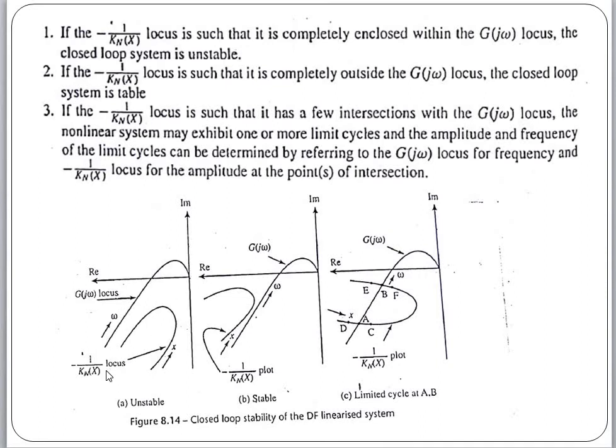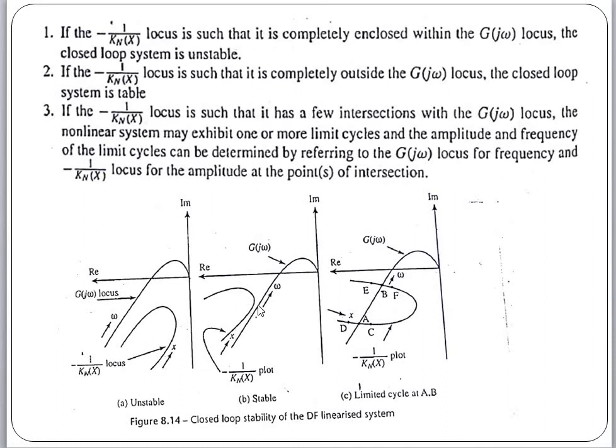We can see here the minus 1 by Kn(x) locus is to the right of the G(j omega) locus. That means this G(j omega) locus is enclosing the minus 1 by Kn(x) locus. Hence the system is unstable. But here it is completely outside, or to the left of the G(j omega) locus.